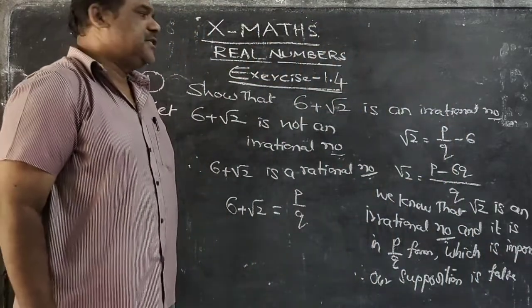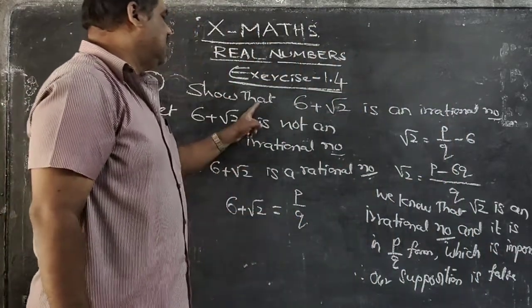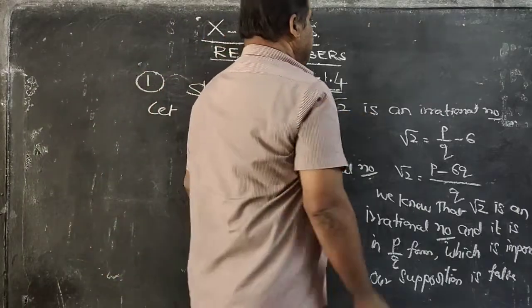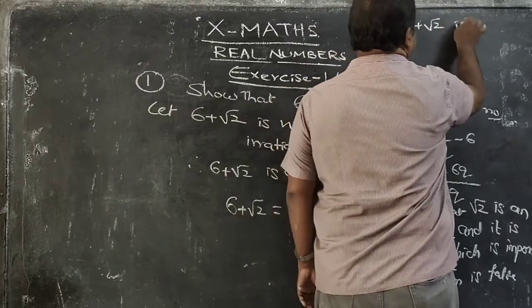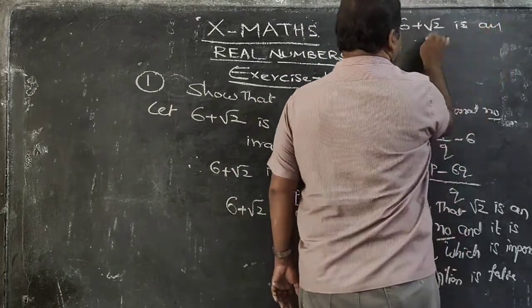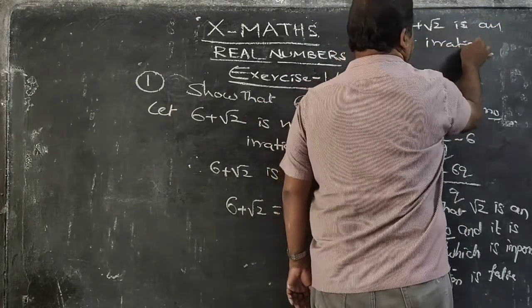If our supposition is false, then what is correct? 6 plus root 2 is an irrational number, it is correct. Therefore 6 plus root 2 is an irrational number. This is the correct one.